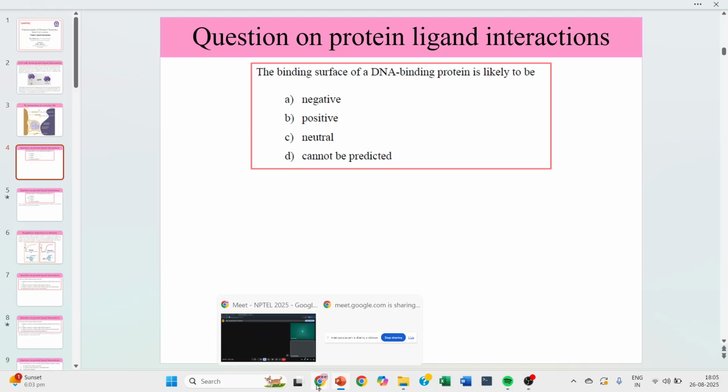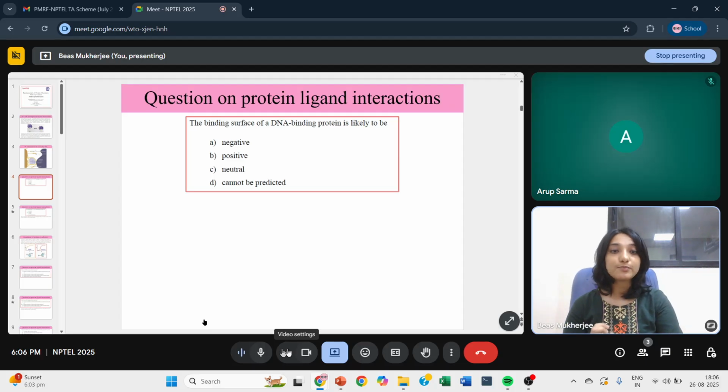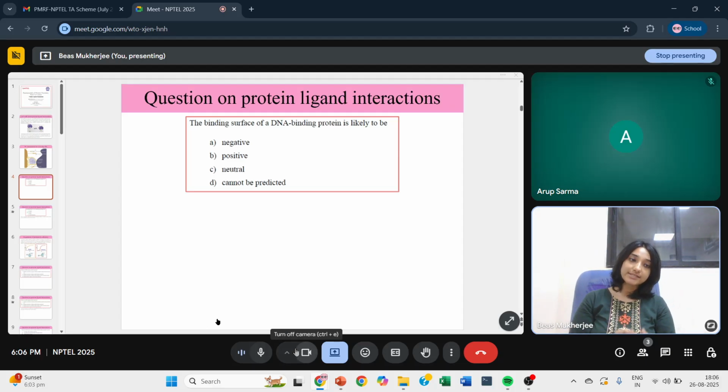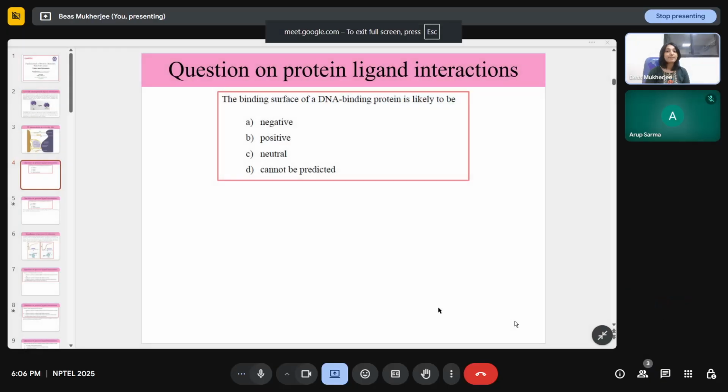Okay, so we will start with a small and simple question. Based on your understanding, you can answer this question. Now you already know the drill. You have to type in the chat box, or you can unmute yourself and give me the answer. All right. So the question is, the binding surface of a DNA binding protein is likely to be negative, positive, neutral, or it cannot be predicted. So which one do you think would be the right answer?